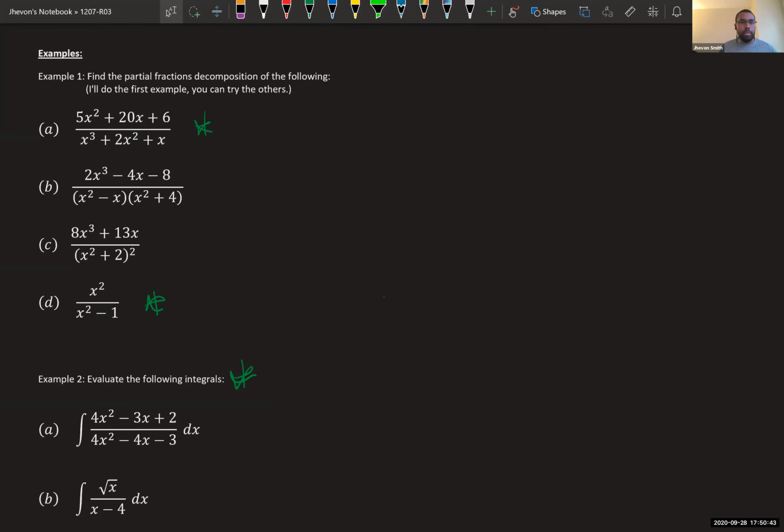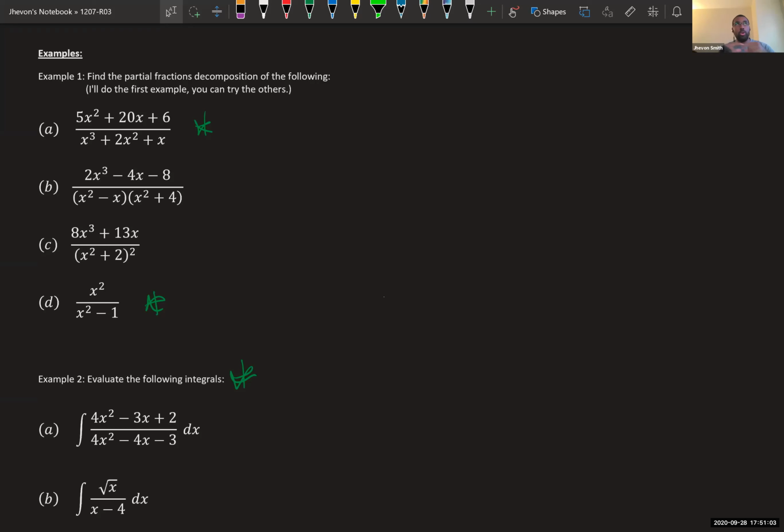Some of these examples are a little bit harder than I would actually ask you to do in practice, so I'm going to skip them because I don't want to waste time on it. I am going to do example A and D with you guys. Hopefully you try B and C. It's good practice to do it anyway, and it's easy to actually check your answers.